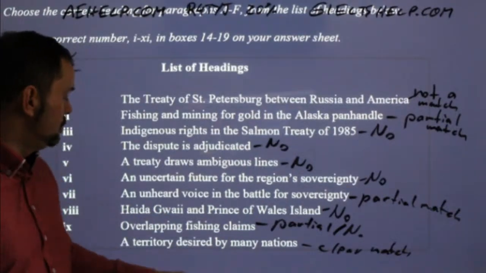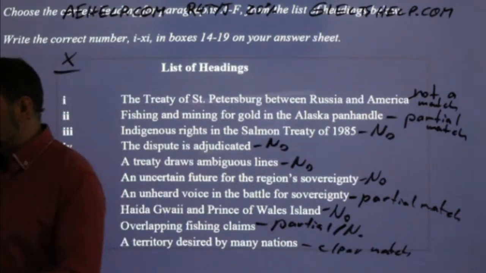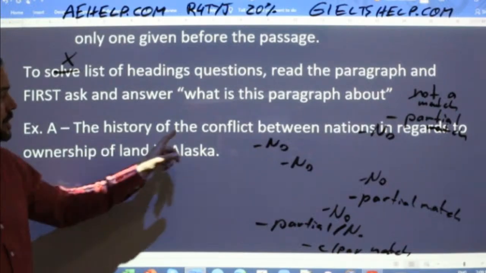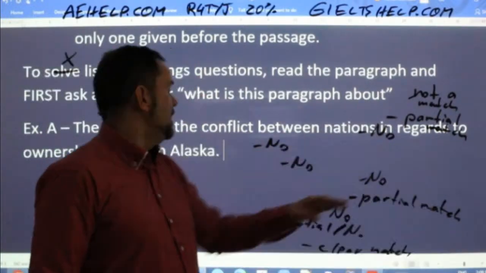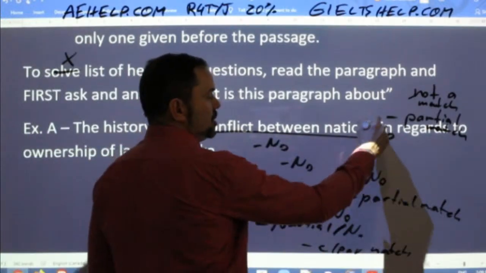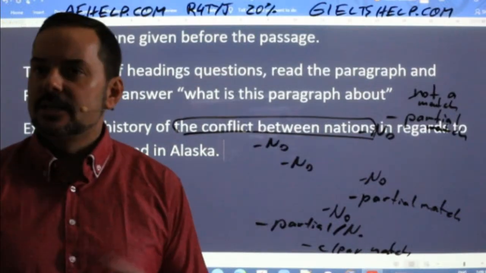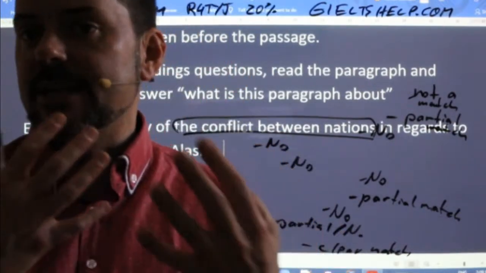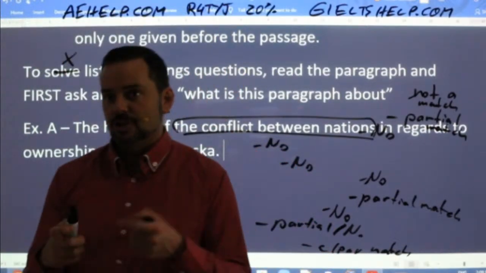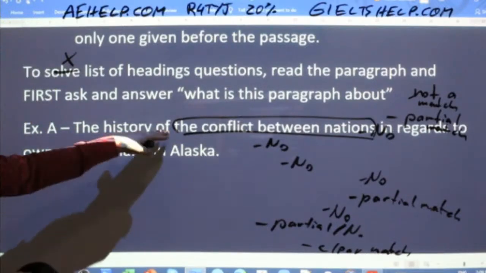And this is the closest match, a territory desired by many nations. It's the closest match to my summary: the history of the conflict between nations in regards to ownership of the Alaskan land. And notice that the conflict between nations, in my answer here, is the closest match for 10. Does everybody see that close match between my answer and 10? It's clearly the closest match. I have a little bit more information in there, but clearly the closest match.